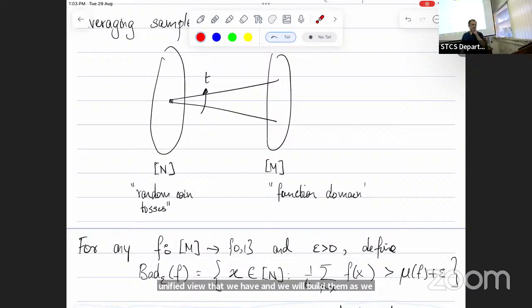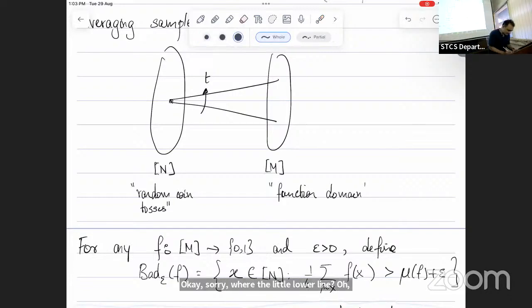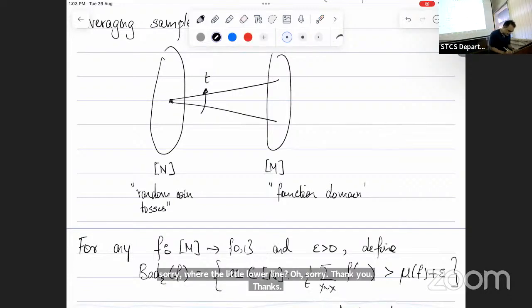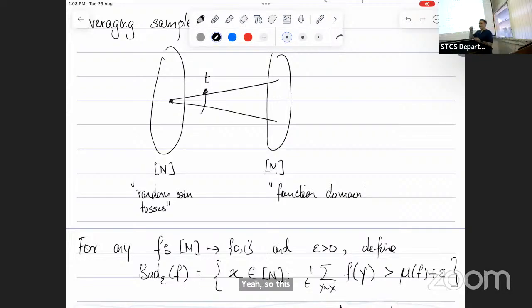Okay, sorry, I went a little over time. That would be y, the summation. Oh, sorry, thank you. Yeah, so this is f of y. That is, you take the average among all the neighbors.